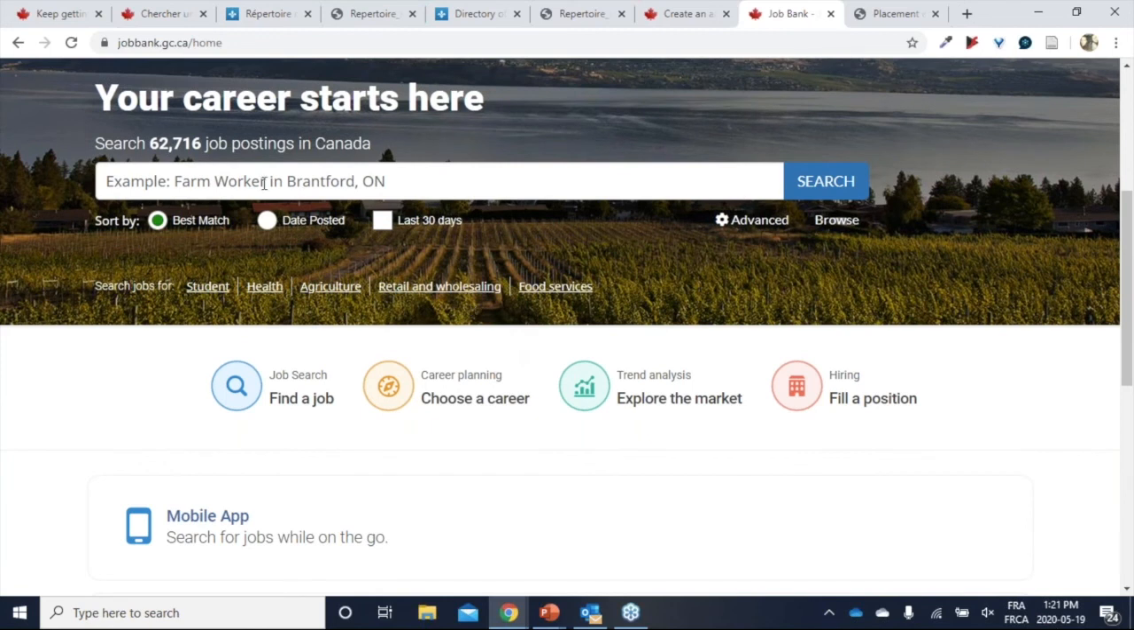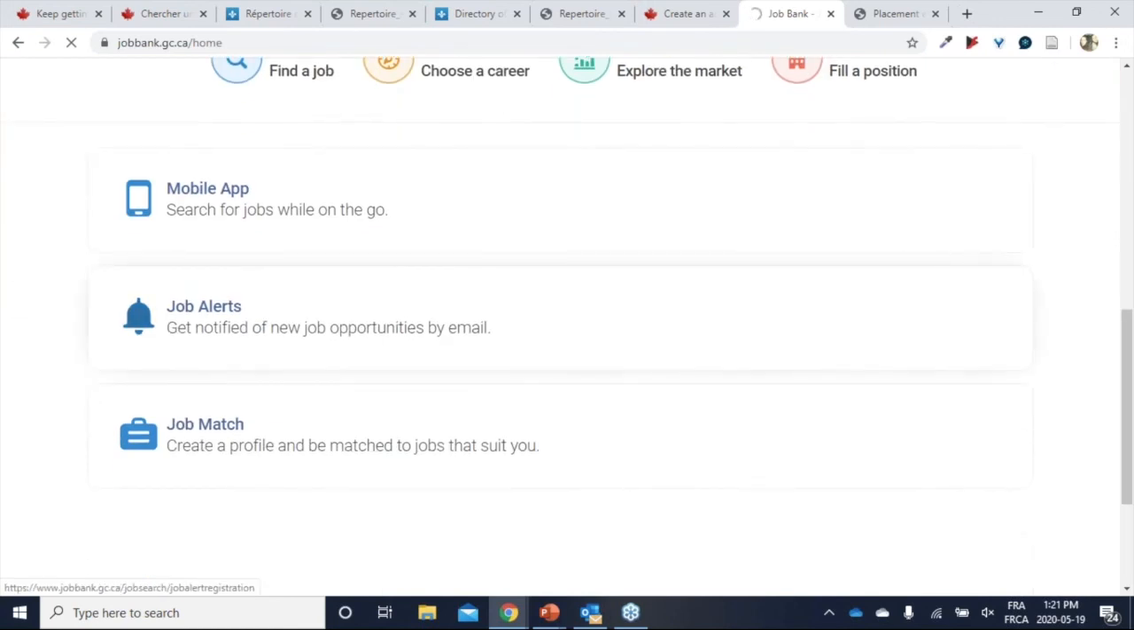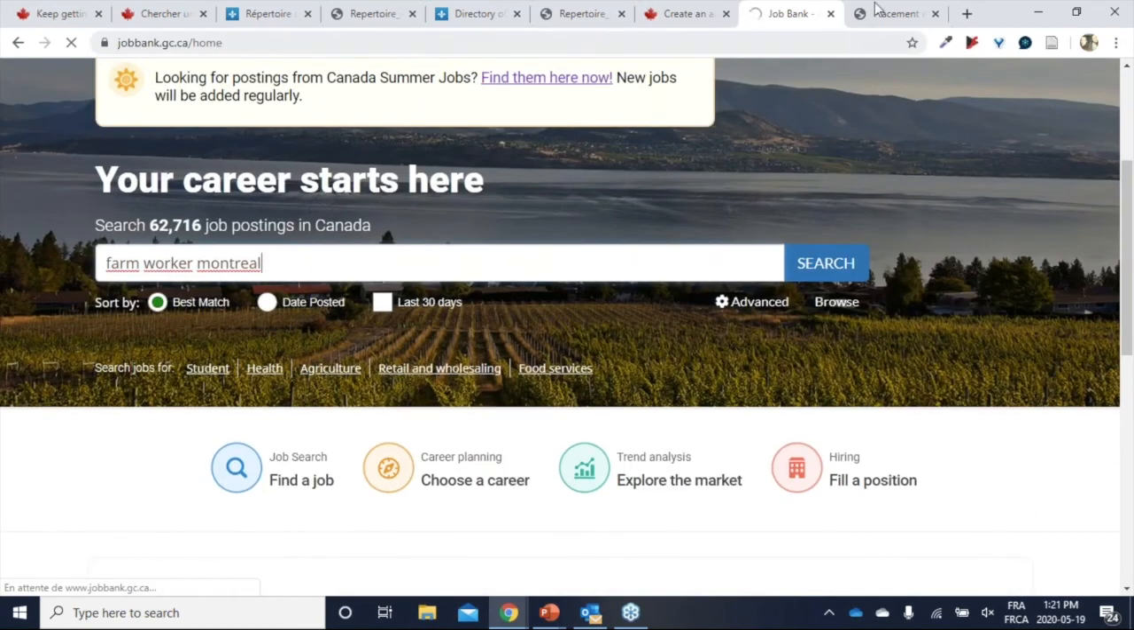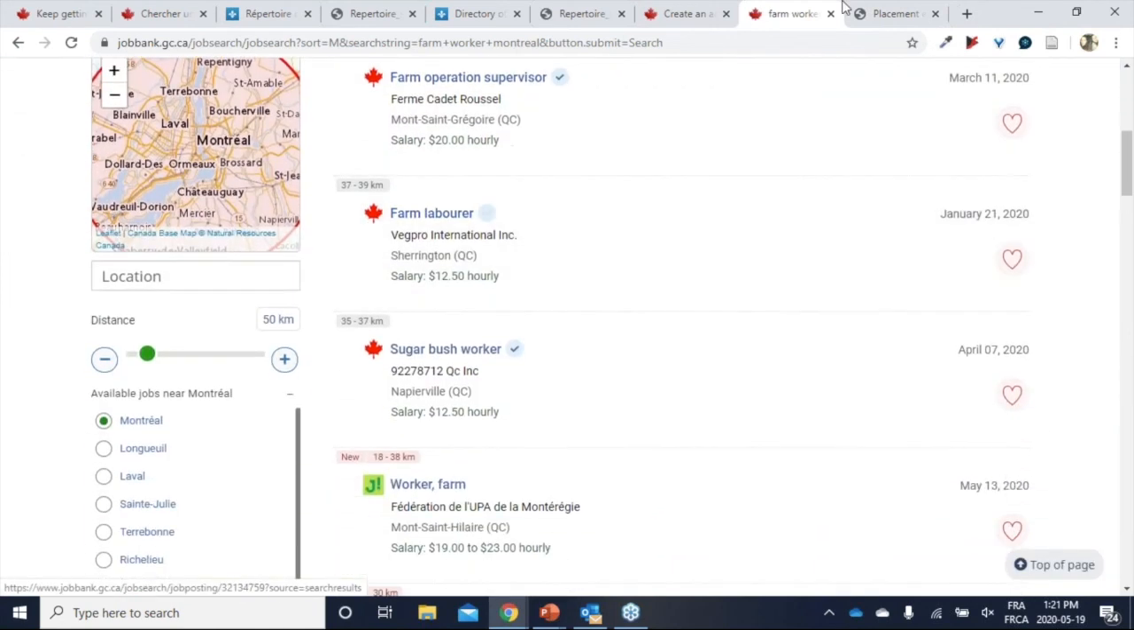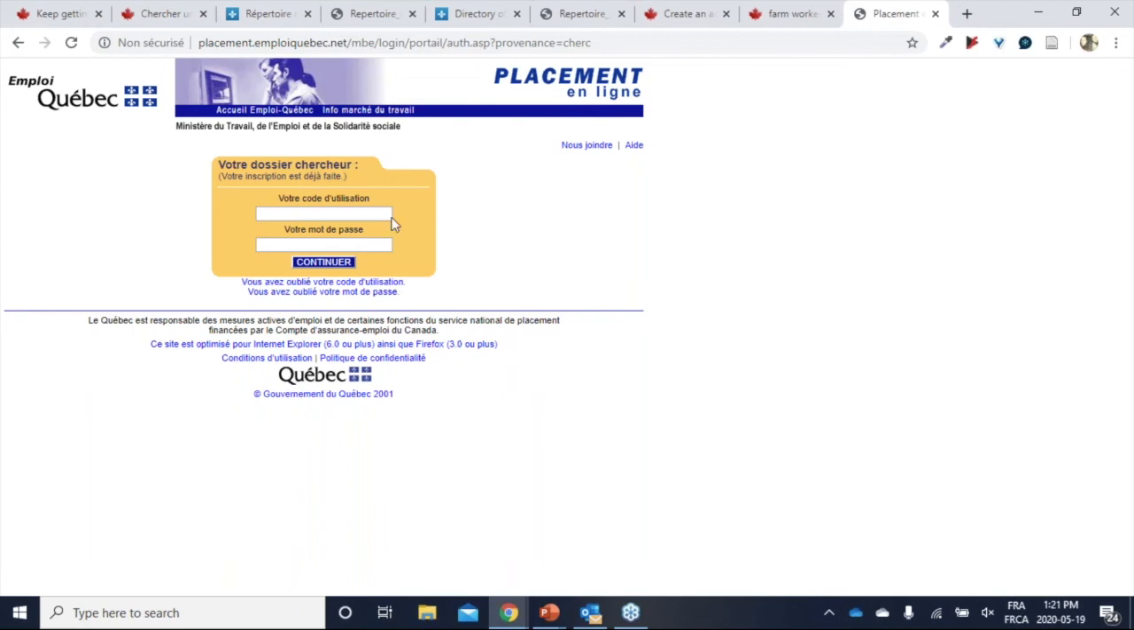So we can go here, for example, say that we're looking for a farm worker in Montreal. And we'll have a list of all the job postings that correspond to our keywords. If you speak French, you can also make use of the online placement of Emploi Québec, which is a similar platform as well. You need a user code and a password, and there'll be a list of different job offers, and you'll be able to apply directly on the platform, and it'll keep track of where you've applied for you.